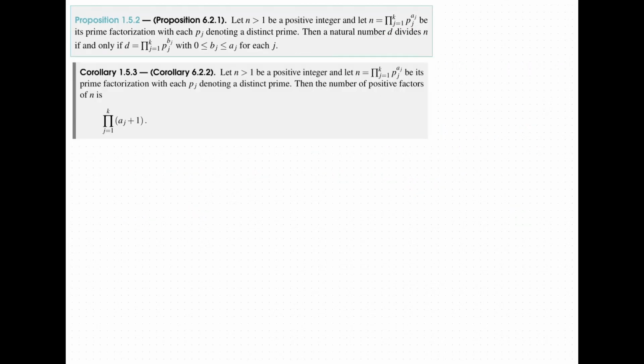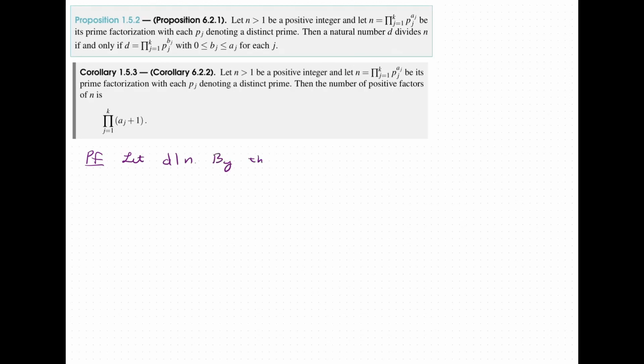So as a consequence, we get the following corollary, which tells us that if n is a positive integer with its prime factorization being the product from 1 through k of p sub j to the a sub j, where each p sub j is distinct, then the total number of positive factors that n has is equal to the product from 1 through k of the a sub j's plus 1s. And so the proof is going to be quite automatic from the fundamental theorem and the proposition. So the way we're going to go about this is by letting d be some factor of n. So let d divide n.